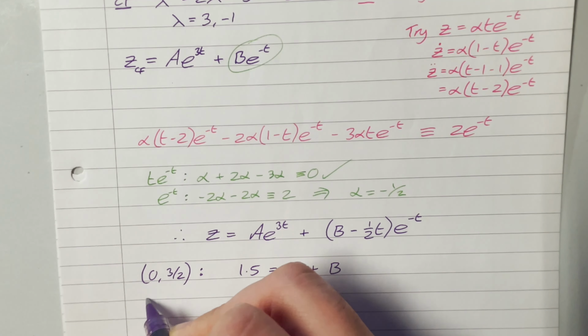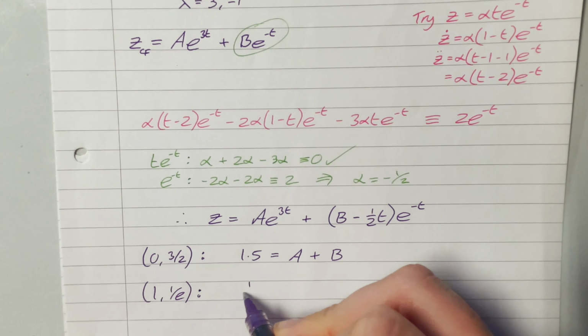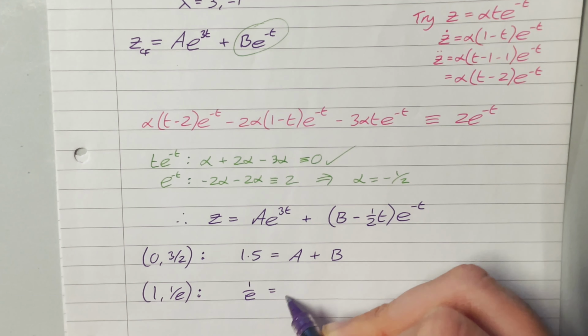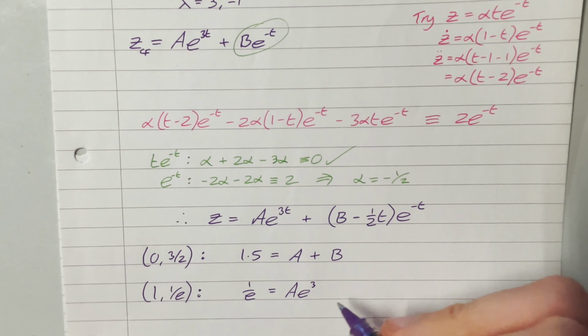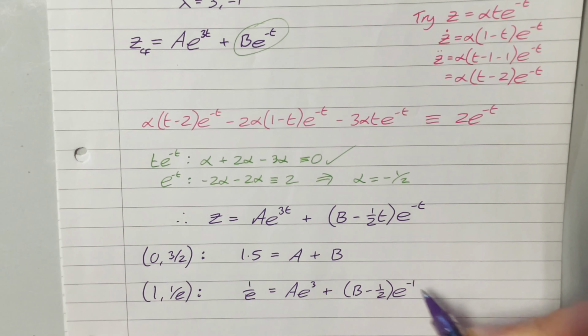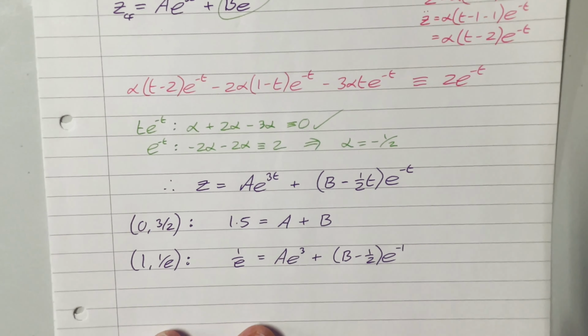Second coordinate I'm going to get is 1 and then 1 over e. That tells me that z is 1 over e when t is 1. So that's going to be ae cubed, and then I get plus b minus 1/2 e to the minus 1. Okay. So I'm looking at my notes over here, and I think I've made a mistake. Maybe. We'll go with it. Right, let's see what happens.